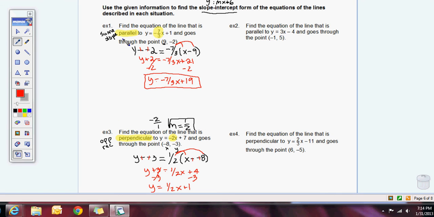So just remember, parallel lines have the same slope, perpendicular lines have opposite reciprocal slopes.